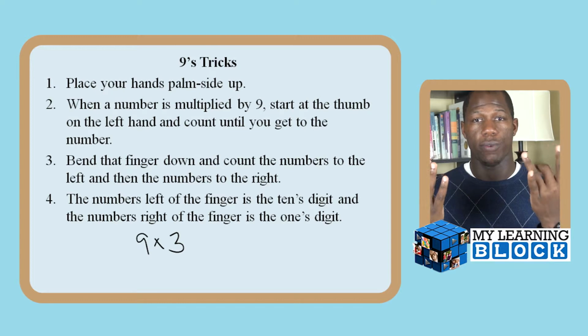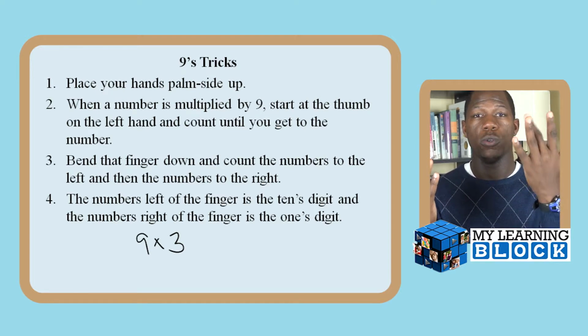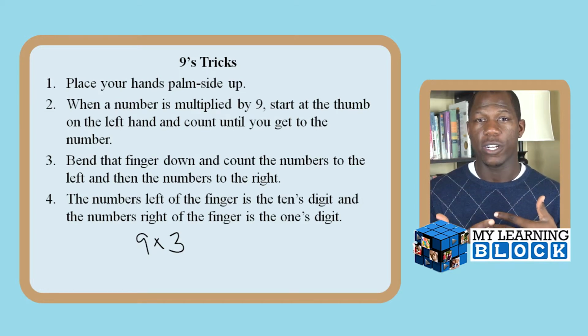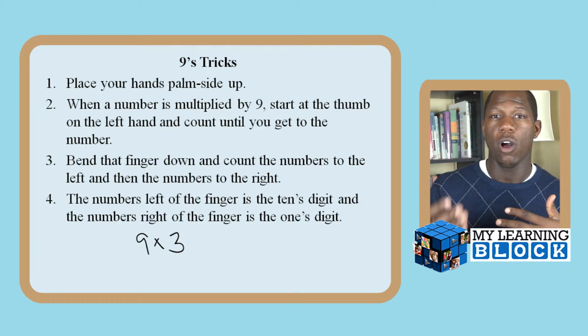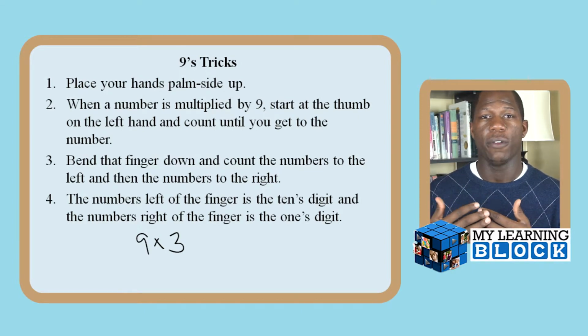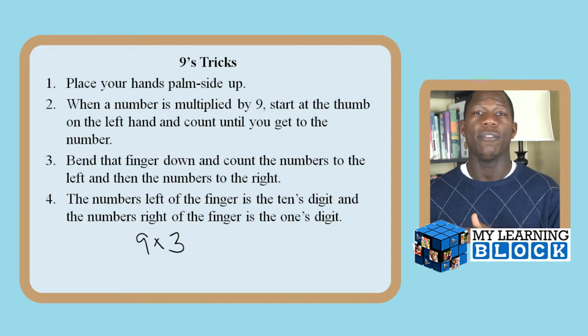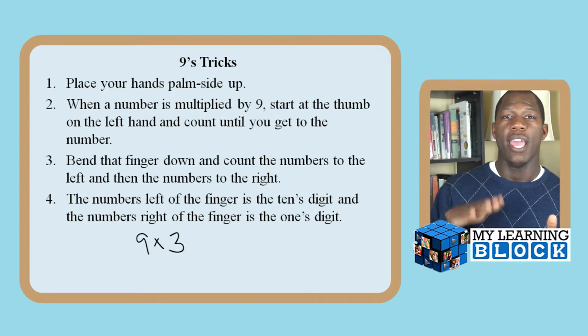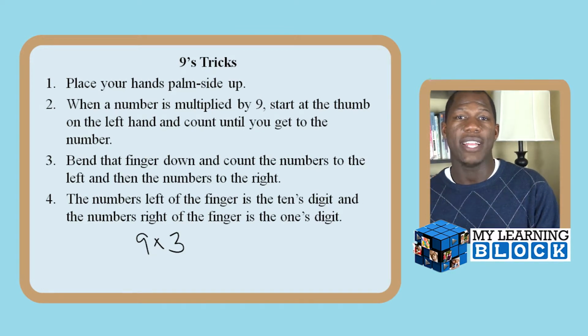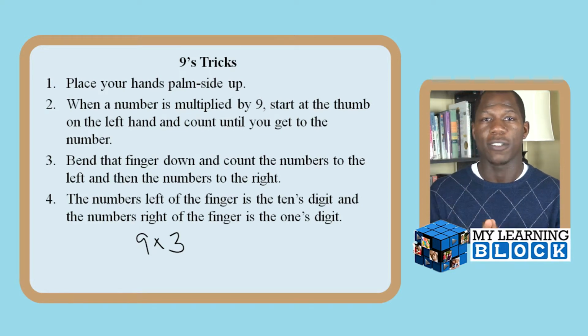All right, once they do that, they're going to take whatever number, in this case 3, and count it on their fingers. So 1, 2, 3. If it was 7, 1, 2, 3, 4, 5, 6, 7. And then when they get to the finger of the number they're looking for, in our case 9 times 3, they're going to hold that finger down. Then they're going to take however many fingers they have to the left and put that as their number in the tens place, and however many fingers to the right, and put that in their ones place.